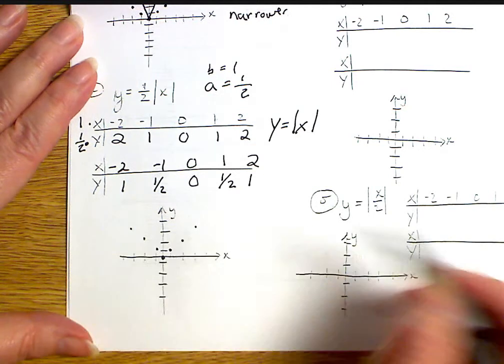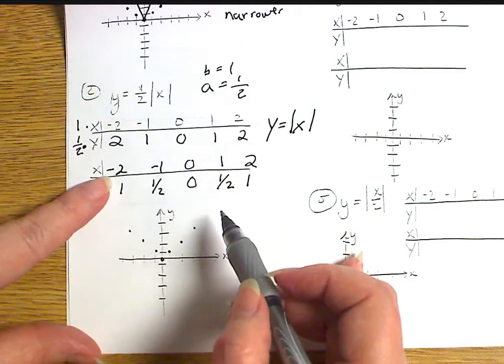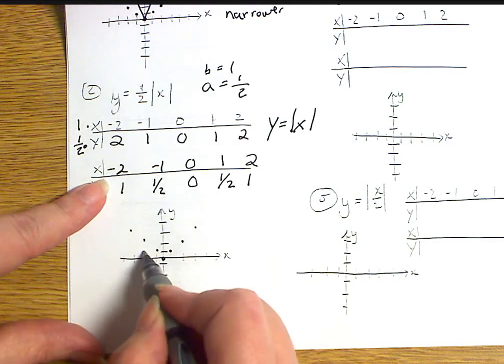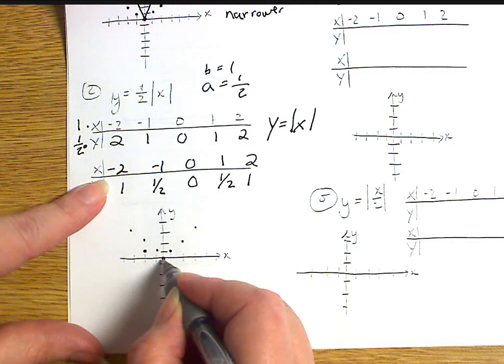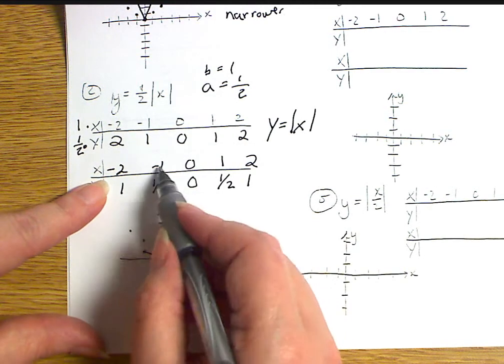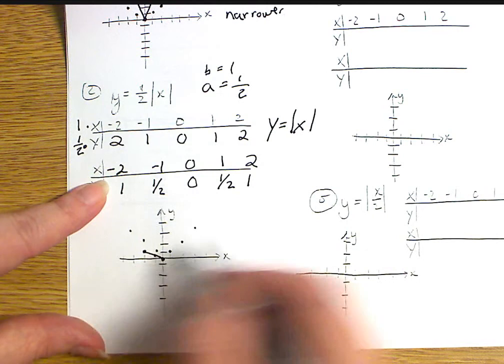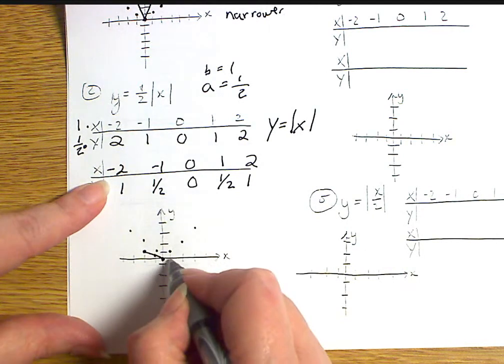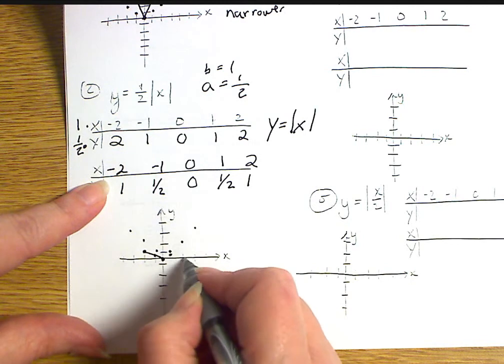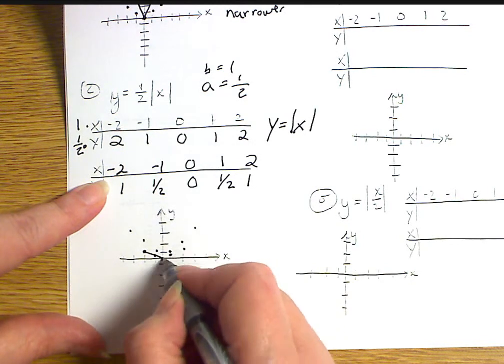Alright, then we graph this one now. Negative 2, 1. Negative 2, 1. And if you want, you can start connecting them if you need to. Negative 1, 1/2. 0, 0, 1, 1/2, and 2, 1. And it definitely made it wider.